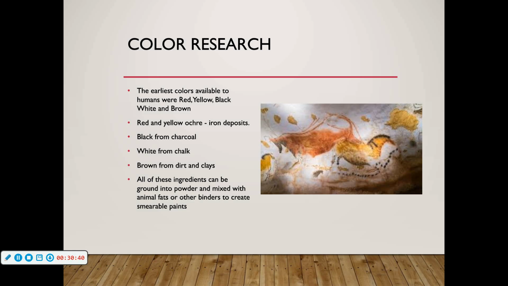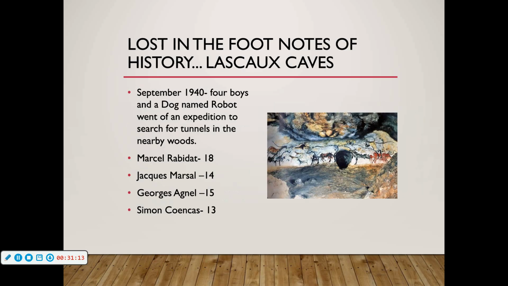Sometimes you have to travel great distances to find the iron deposits or the specific dirt and clays you're looking for. But copper comes in a little bit later. Right now, we're not even really finding that yet in our historic record. We're basically scooping dirt off the ground, mixing it with some animal fat, or vegetable resins, tree resins, things like that, and smearing it on each other and the walls. So all these ingredients can be ground into powder and mixed with binders to create those smearable paints.